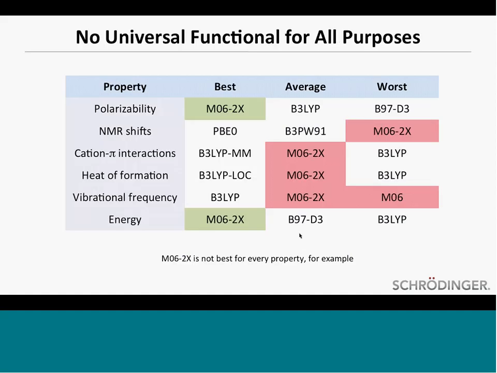And again, the important thing to remember is there's no universal functional for all purposes. So I'm showing you over here on the left various properties that you may wish to calculate, and then the functional that is the best, average, and worst for that property. So what I want you to do is hone in on M06-2X. This is another really popular functional alongside B3LYP. And you can see that in some cases it's the worst possible functional you could use to study a property of interest. Sometimes it's the best, though.